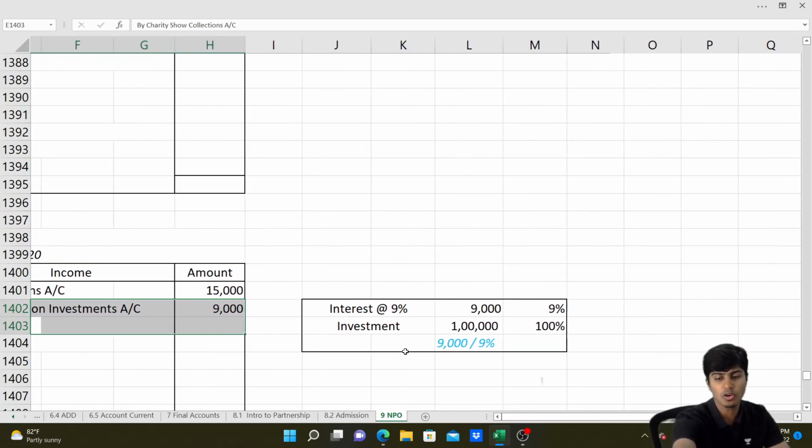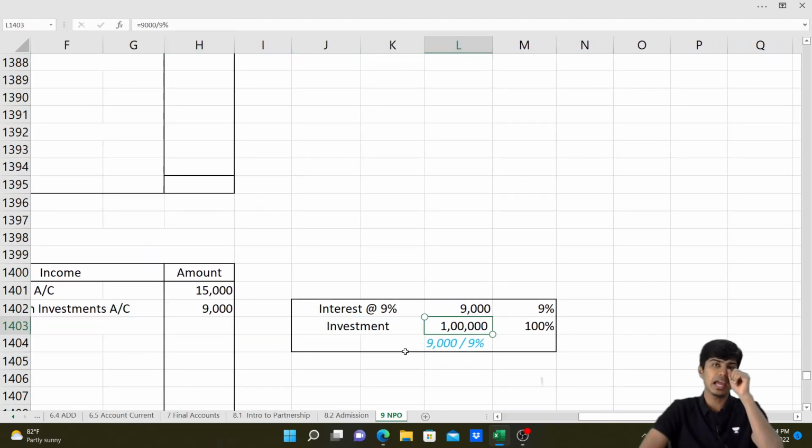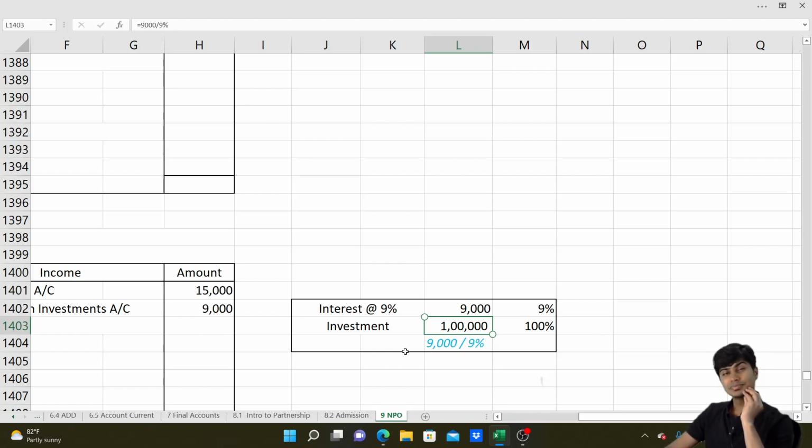I have a question for all of you. Where do I write this 1 lakh worth investment? Should it be written in the opening balance sheet or should it be written in the closing balance sheet? Think. See, interest is received during the year. So the investment was there at the beginning of the year. You would have to write it in the opening balance sheet. Only if it was there at the opening date, you would receive interest for the entire year.